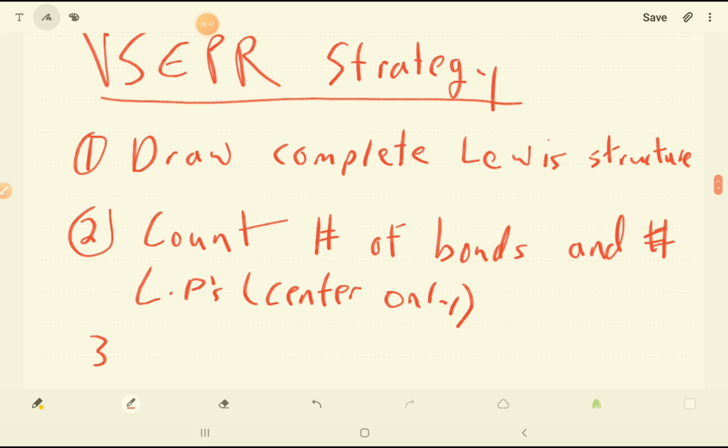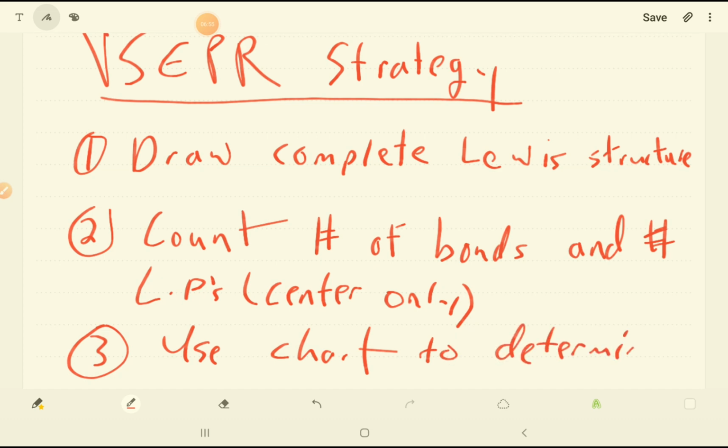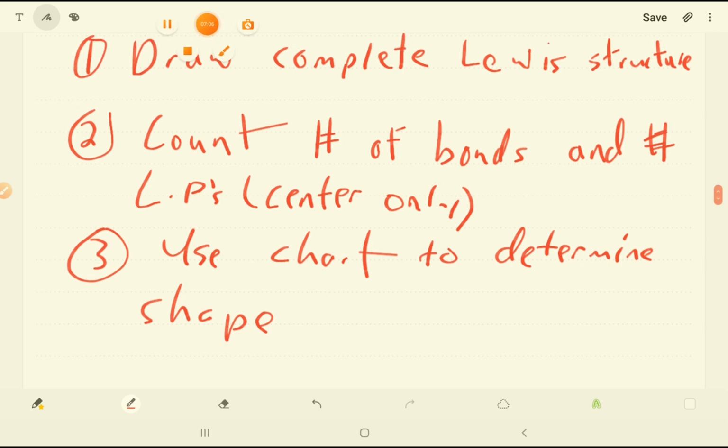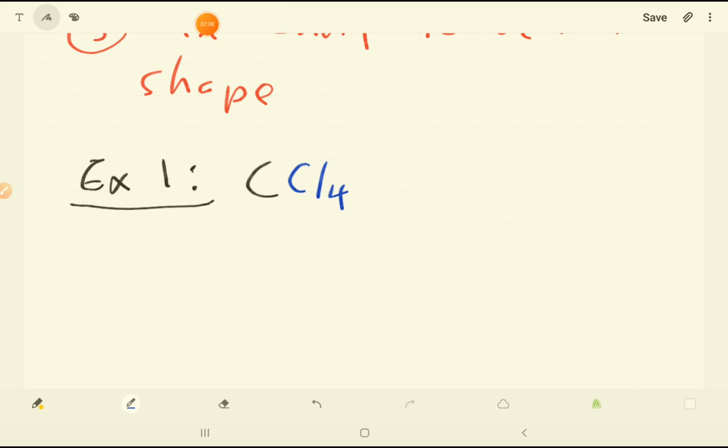Once we've done that, then your third step is just to use the chart to determine the VSEPR shape. Okay, so let's do our first example here and see how this process really looks when we translate it to an actual problem. So our first example is going to be carbon tetrachloride.